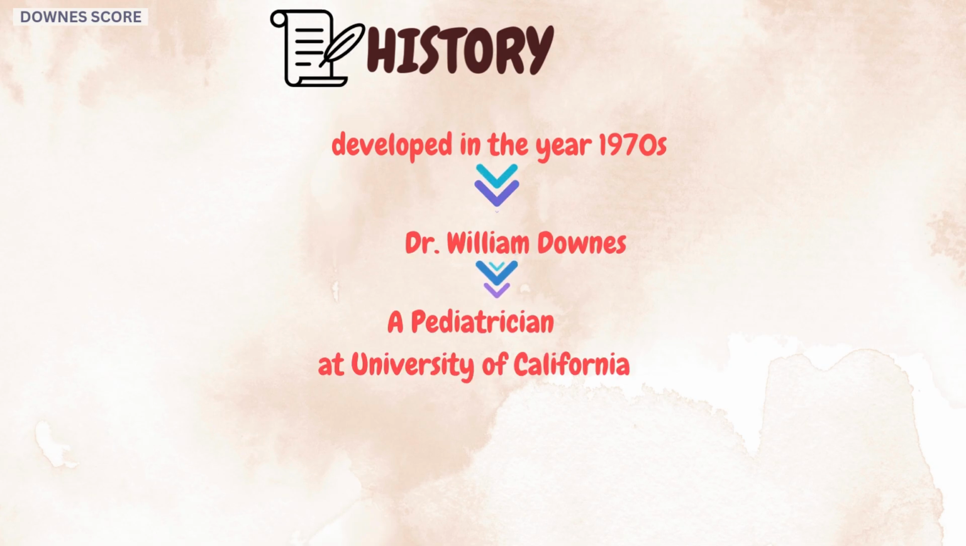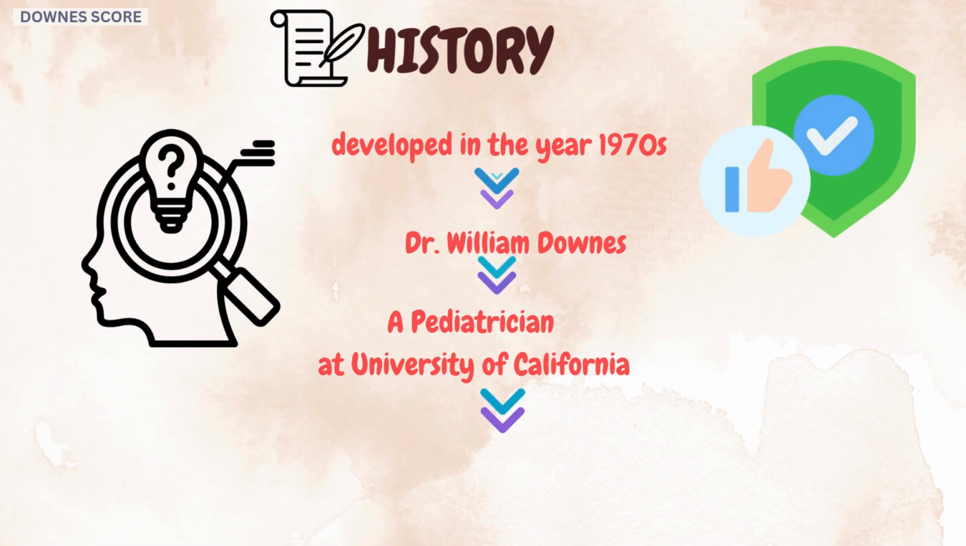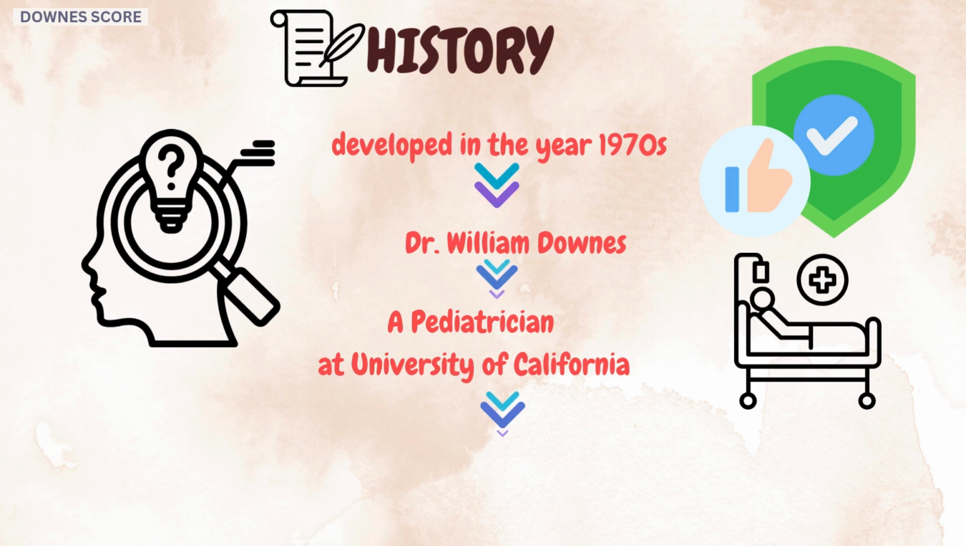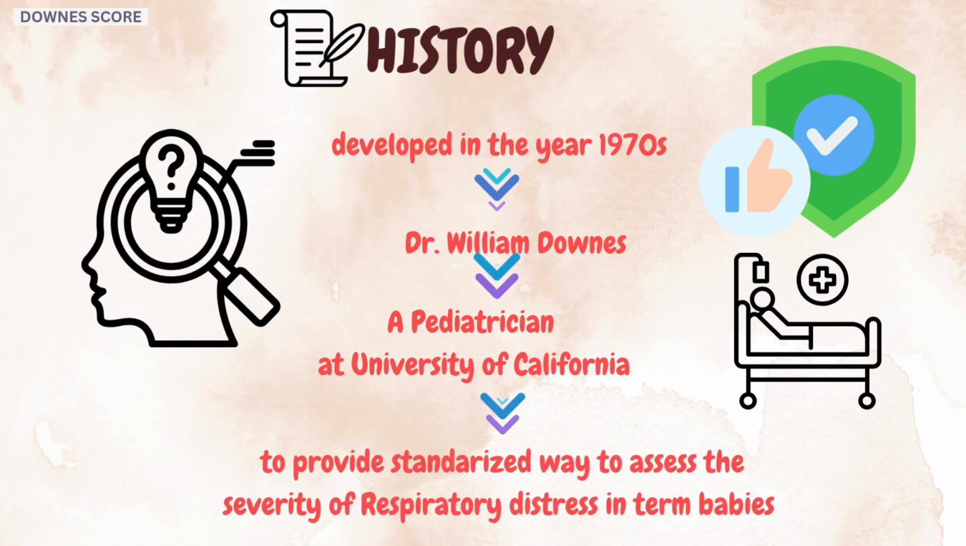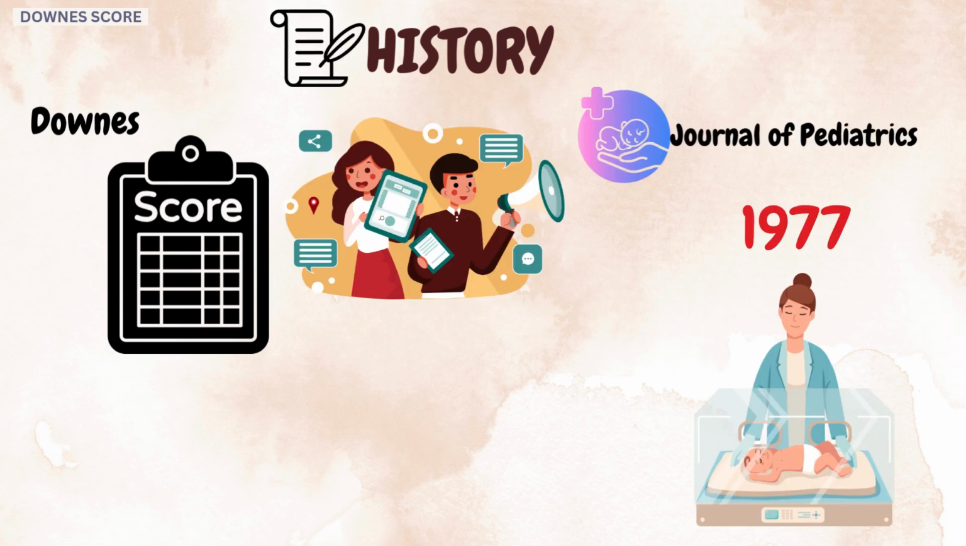Let's go back a bit into the history of Downey score. Downey score was developed in the 1970s by Dr. William Downey, a pediatrician at the University of California, San Francisco. Dr. Downey recognized the need for a simple, reliable tool that could be used at the bedside to help healthcare providers determine the appropriate level of respiratory support for newborns. The score was initially published in the Journal of Pediatrics in 1977 and has since become a widely used tool in neonatal intensive care units around the world.